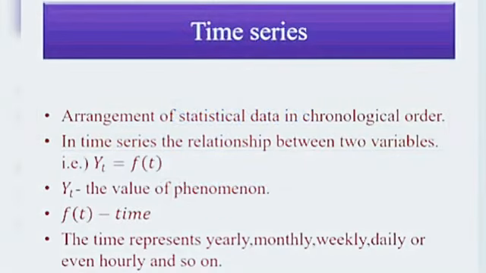Time series. In a time series we take only quantitative variables. A time series is the arrangement of statistical data in chronological order. It is majorly used in economics and business statistics. In a time series, the relationship between the two variables is yt equals f of t. Here yt denotes the value of the phenomenon, and f of t represents time. The time may be yearly, monthly, weekly, daily, or even hourly.